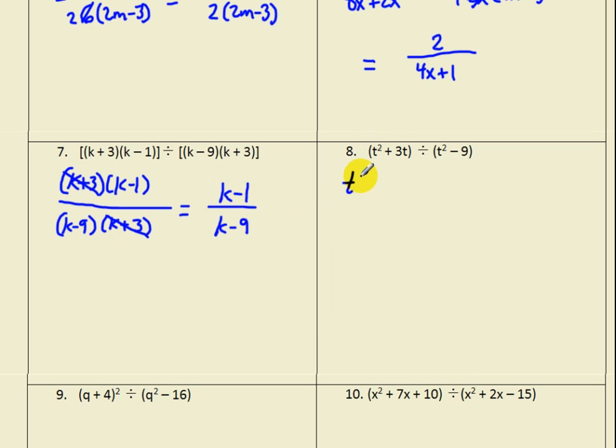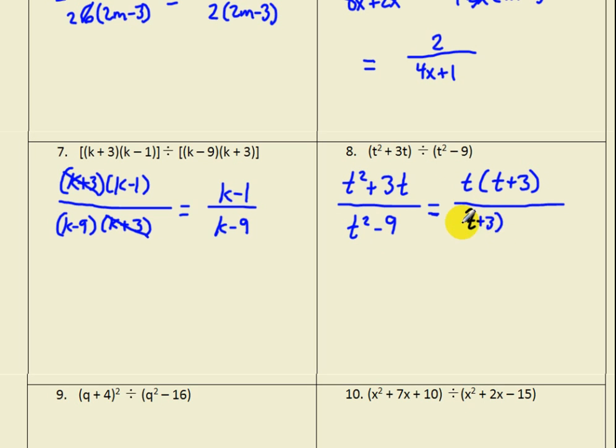In number 8, here we have t squared plus 3t over t squared minus 9. So we have a binomial in both numerator and denominator, and so we look to see if we can factor. In the numerator, we can factor out a t. This is equal to t times t plus 3. And in the denominator, you hopefully recognize this is a difference of 2 squares. And so this is t plus 3 times t minus 3. So we cancel our t plus 3, and we're left with t over t minus 3. And notice now with this nice simplified form, we only have t to the first power, which is usually a lot easier to calculate than dealing with t squared.